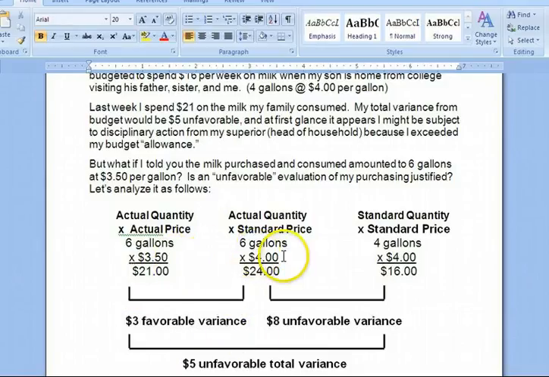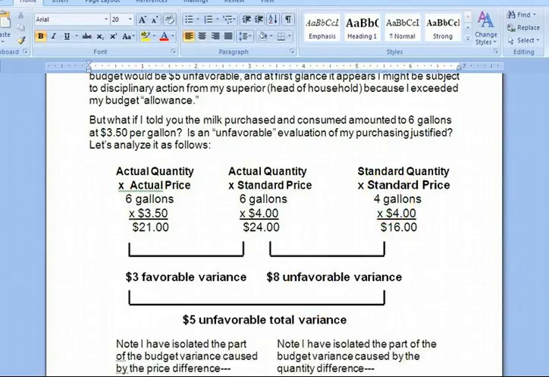that was good. But the production management people, the people actually using the raw materials, or in this case, the person drinking all the milk, which turned out to be my son, would be disciplined for the quantity or usage variance. It wasn't so much that I spent so much on milk on a per gallon basis. The problem was we went through 6 gallons of milk instead of the expected 4. So it was a quantity problem, and that's responsibility of production management.